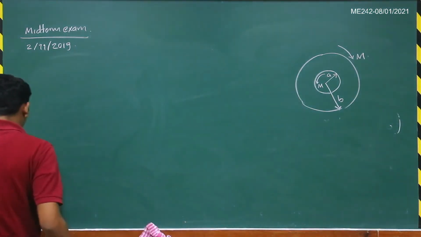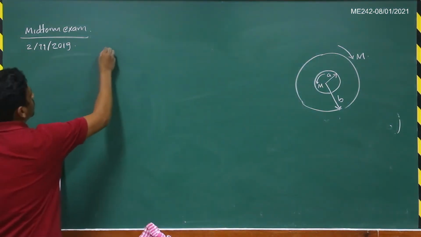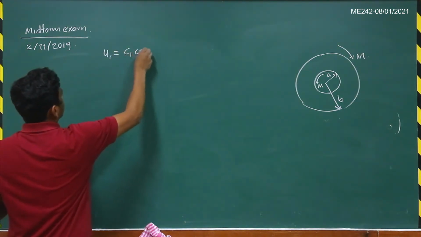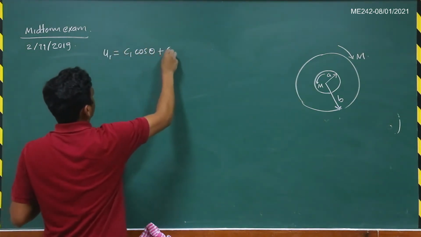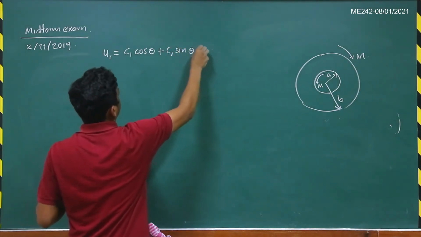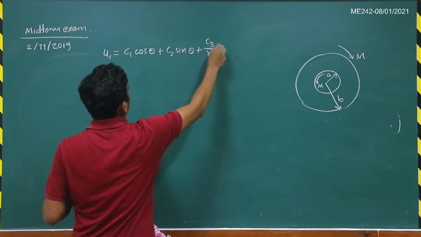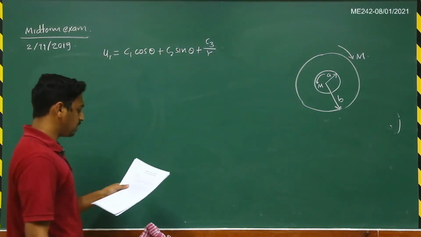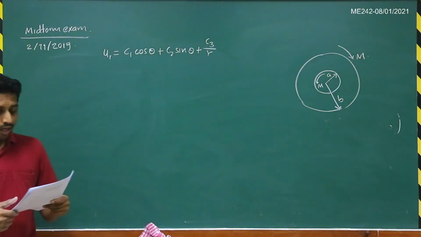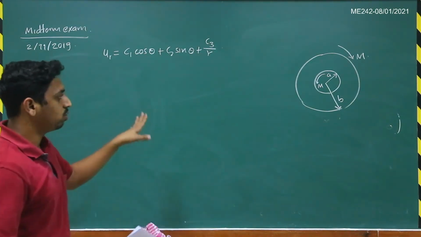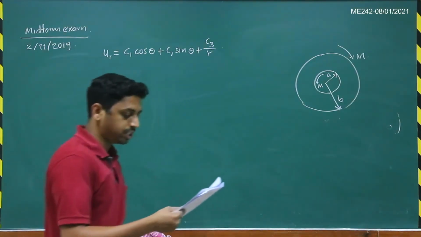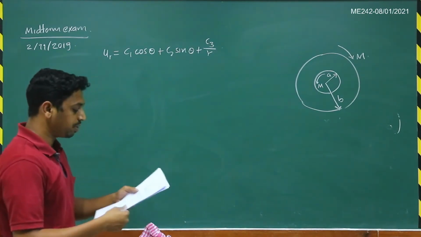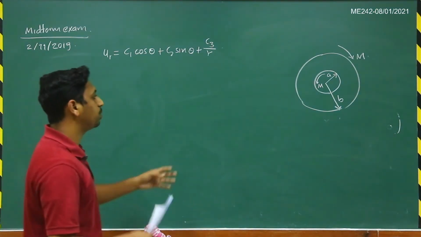Okay, so for this question we are given this radial displacement u_r, which is equal to C1 cos theta plus C2 sin theta plus C3 by r. Now we are supposed to find the constants C1, C2 and C3. We are assuming that u_z, the out-of-plane displacement, is 0, and again the condition is given that over the two-dimensional domain, the average of u_theta is 0.